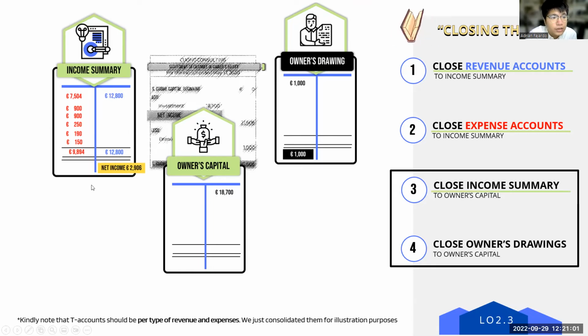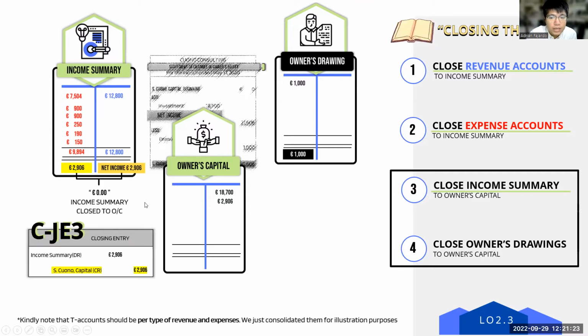And therefore, in order to zero this out, we need to create a debit of 2,906. And in owner's capital, since we debit income summary, the 2,906 would then be a credit in owner's capital, right? And therefore, what happens is that income summary is zeroed out or closed to owner's capital. So the journal entry for this would be debit income summary of 2,906, credit owner's capital 2,906, right?